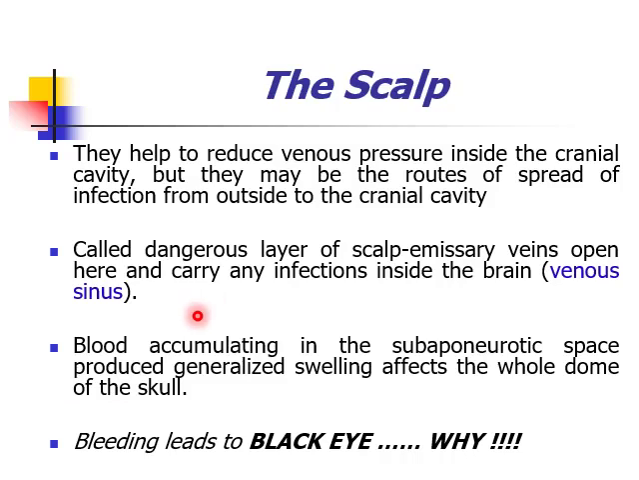Because this layer contains loose areolar connective tissue, it allows gliding of the first three layers and does not have vertical septa like the second layer. So if bleeding happens at this layer, it spreads over the whole dome of the skull. This spread of blood leads to what we call a black eye. Why? Because, as we said earlier in the previous slide, the loose areolar connective tissue has bony attachment sideways and posteriorly, except anteriorly, where it reaches the skin and the superficial fascia of the eyebrows, like the frontal bellies of the Occipitofrontalis.